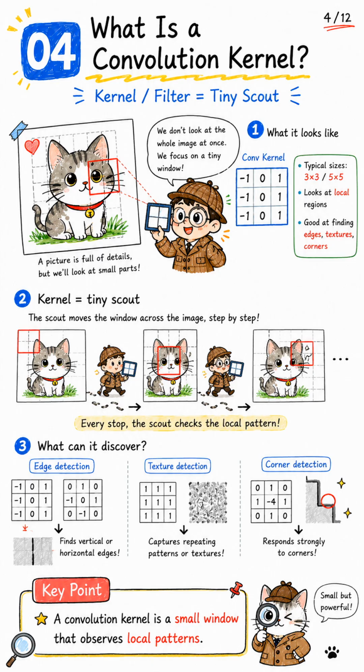Now, the convolution kernel appears. You can think of a convolution kernel as a tiny detective with a small window. This window is usually a small matrix, such as 3 by 3 or 5 by 5. It does not try to understand the whole image at once. Instead, it looks at a small local region and asks, is there an edge here? Is there a texture here? Is there a corner or a useful pattern? In simple words, the kernel is CNN's local scout. It looks at small areas and searches for visual clues.